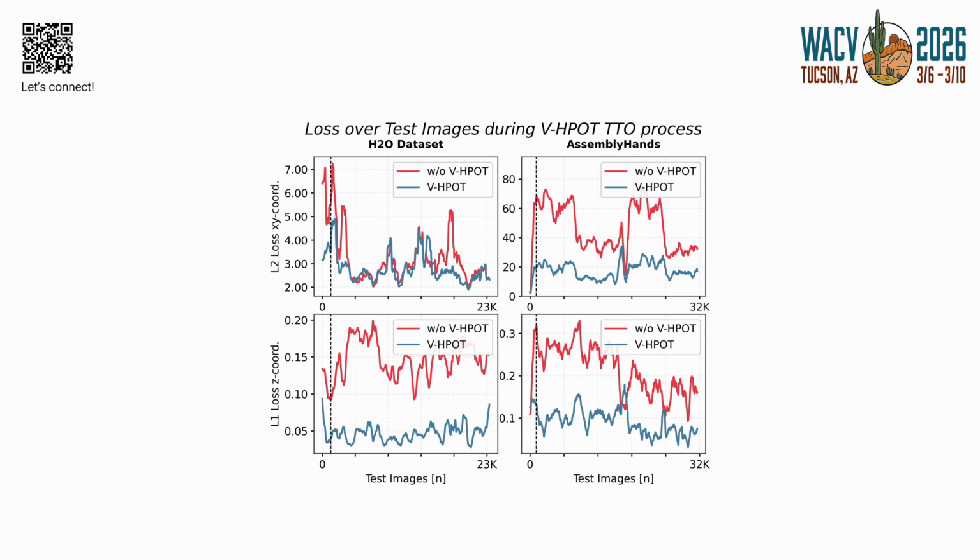Let's look at the numbers. We train on HOT3D and test on H2O and Assembly Hands, which have completely different cameras, environments, and in Assembly Hands' case, even a different image modality. It's monochromatic. This figure shows the loss for each coordinate and how it changes over the test set. The dashed line marks where backbone updates stop. VHPOT improvements are consistent across the entire set.